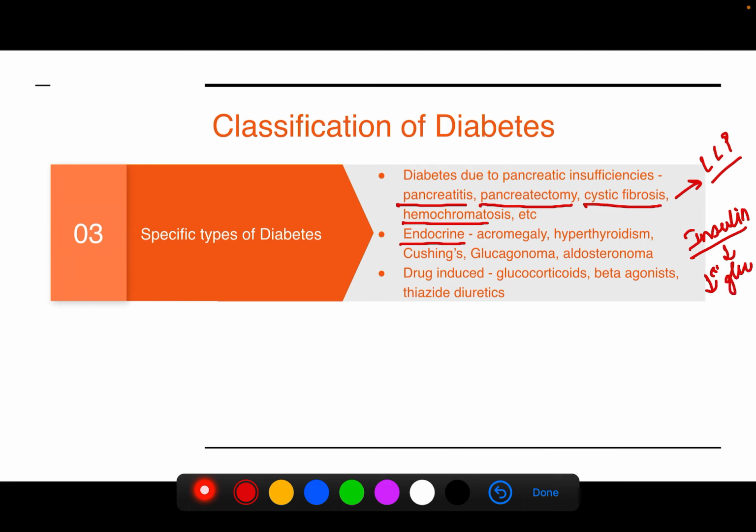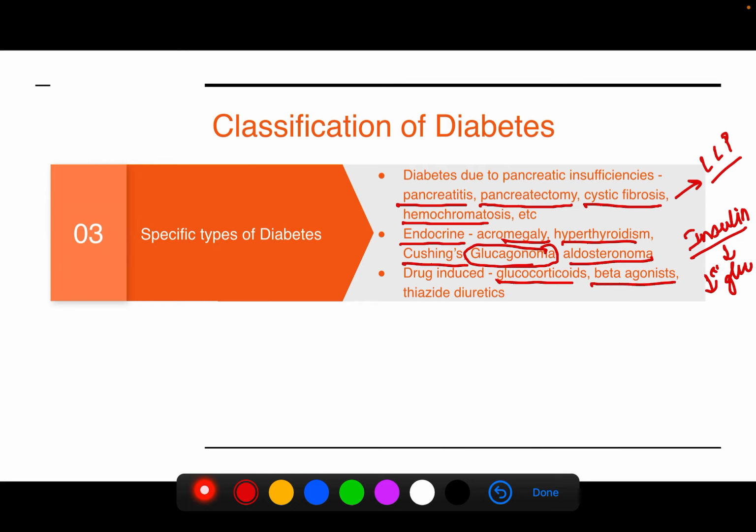But all other hormones work in increasing the sugar levels, like growth hormone, thyroid hormone, corticosteroids, glucagon, and aldosterone. Glucagon is one important hormone which increases the glucose levels. So any excess of these hormones will also increase the glucose levels. Acromegaly, hyperthyroidism, Cushing's, glucagonoma, aldosteronoma, all these will raise the blood sugar levels. Drug-induced: glucocorticoids can increase sugar levels.